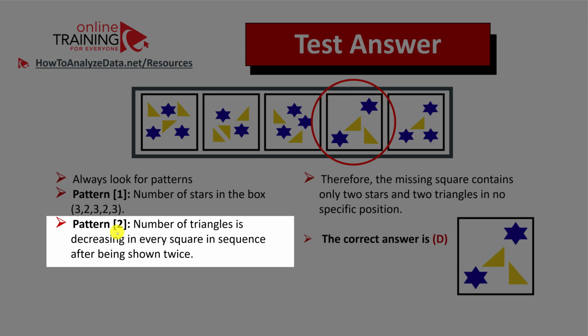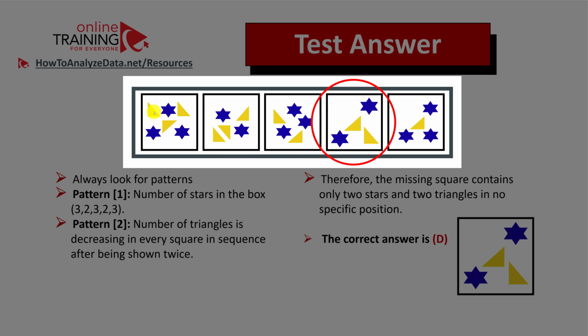There is also a pattern of decreasing triangles, and you see that the number of triangles is decreasing in every square in sequence after being shown twice. For example, object number 1 has 3 triangles. Object number 2 also has 3 triangles. Next object has 2 triangles. So following this pattern, the missing object will also have 2 triangles. And then the last one will have 1 triangle.